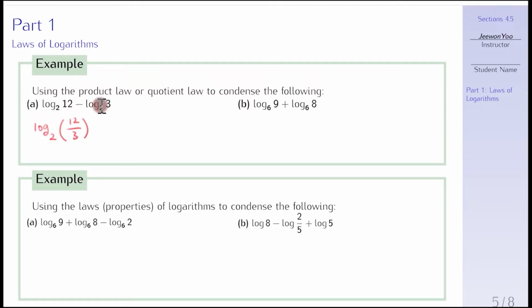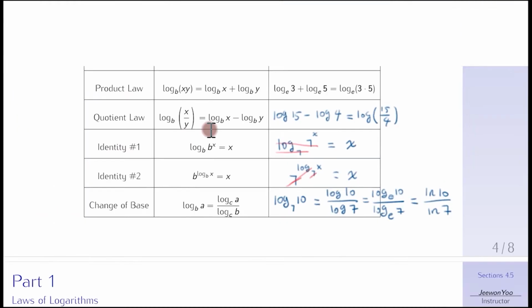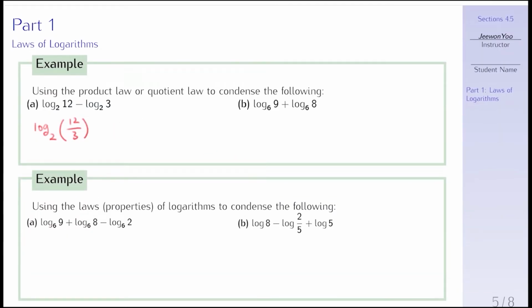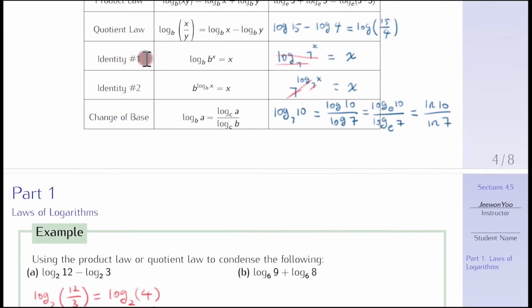See, 12 divided by 3 using the quotient rule, this rule over here. Then it works out to be 12 divided by 3 is 4, so we have log base 2 of 4. And then did you notice that 4 can be rewritten as 2 to the power of 2? Like this. And then log base 2 and 2 cancel with each other by identity number 1 or cancellation law from previous video.